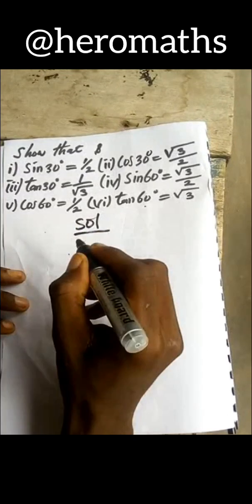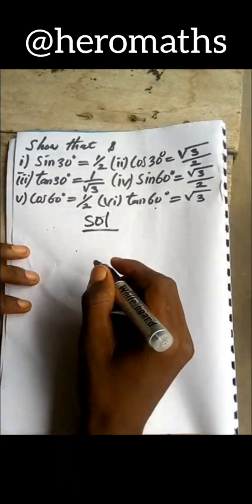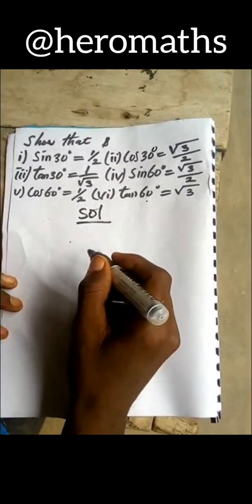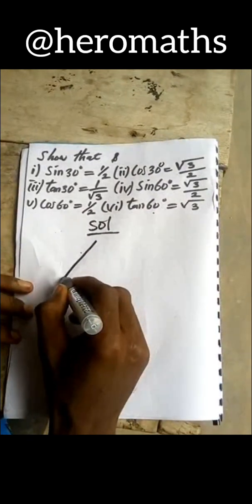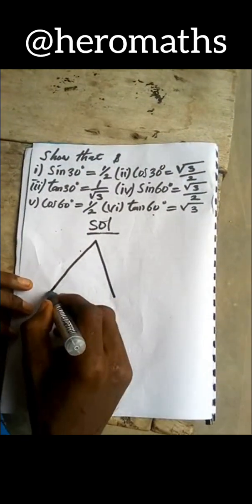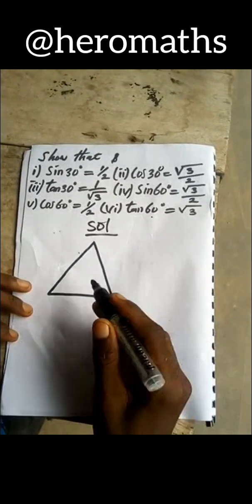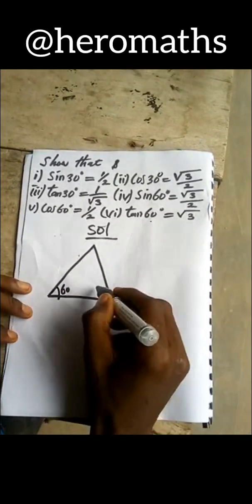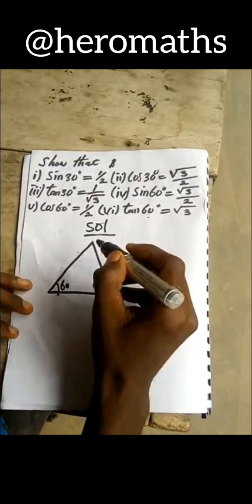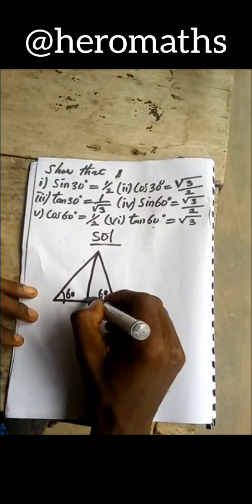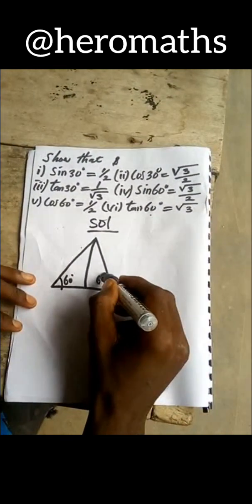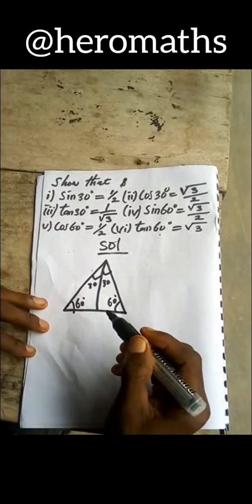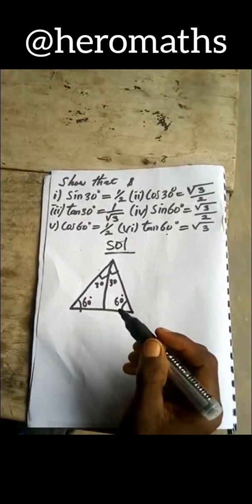Solution. Before you prove this, the first thing you do is draw an equilateral triangle, that is, all sides are equal and all angles are equal. Let us draw it first. This is the triangle. It is a rough drawing, but just take that all sides are equal and the angles are equal. So here is angle 60, here is angle 60, and here too is angle 60, but let us divide it into two. So here will be 30, here too will be 30.